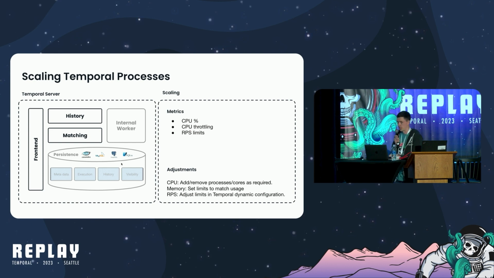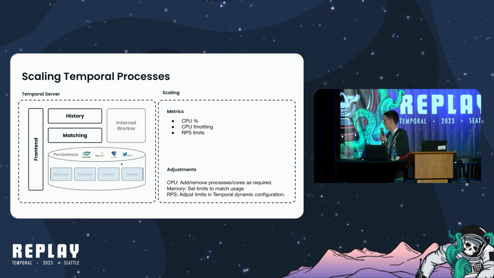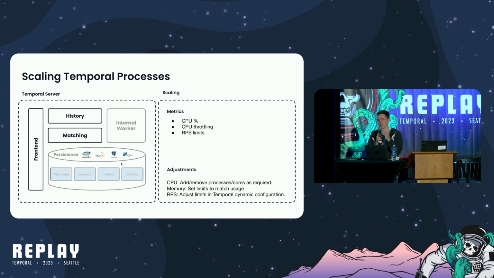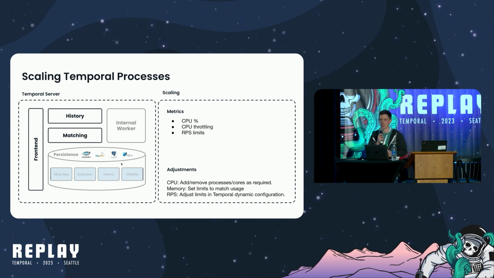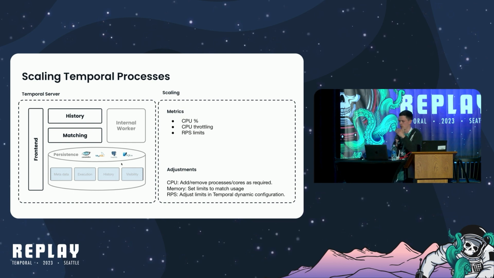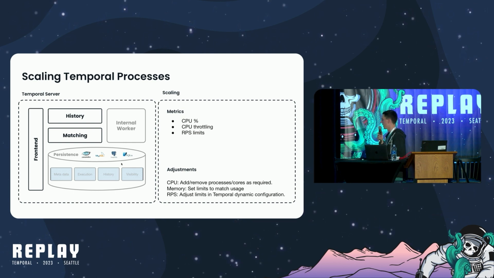Normally you'd add processes rather than cores. We'll talk about balancing in a sec. Memory limits: with the exception of history, memory isn't normally a problem with Temporal. Things will very consistently use the same amount of memory. You can watch them, you can set your limits, you can sort of get on with your life.